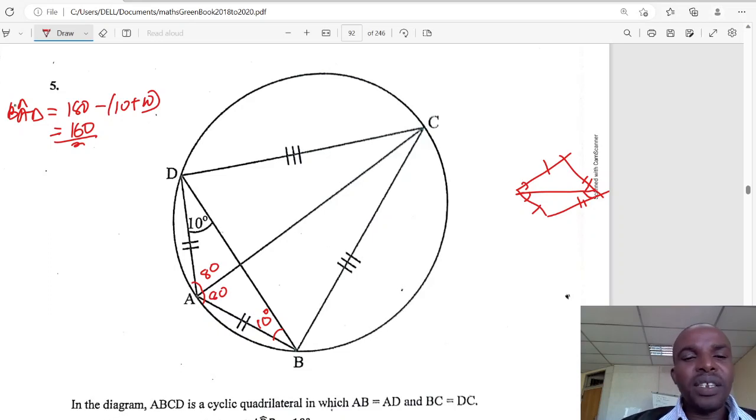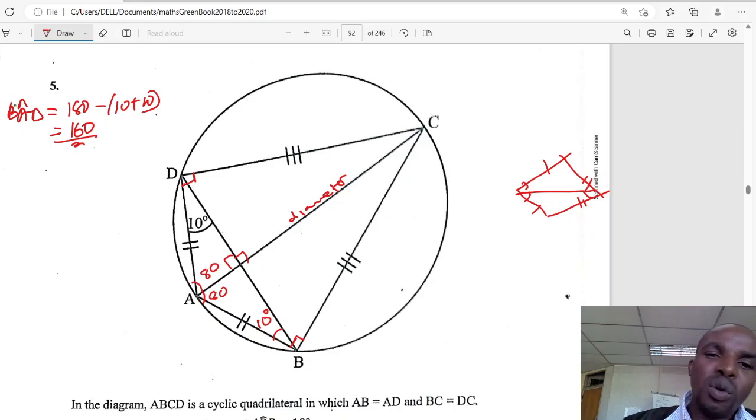Right. Then, if it's a kite, then it means this one is the diameter. So this angle is supposed to be 90 degrees. Also, this angle is 90 degrees, right? So the diagonals also meet at 90 degrees. This one is 90. This one is 90. Please take note of that part. Diagonals of a kite meet at 90 degrees, right?